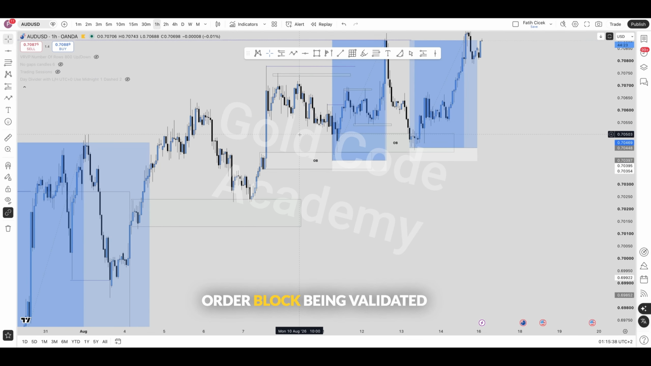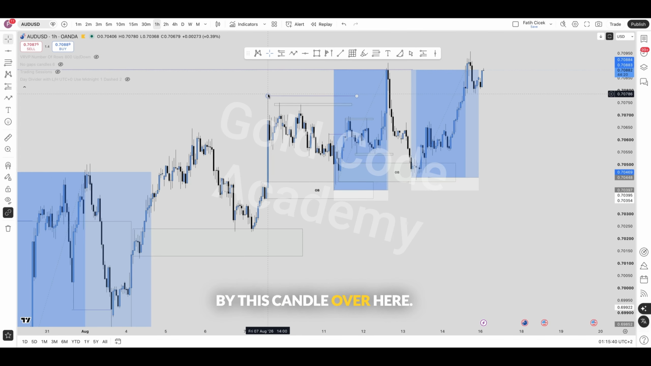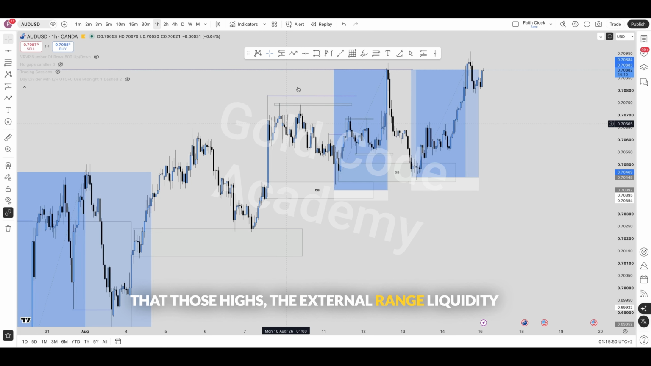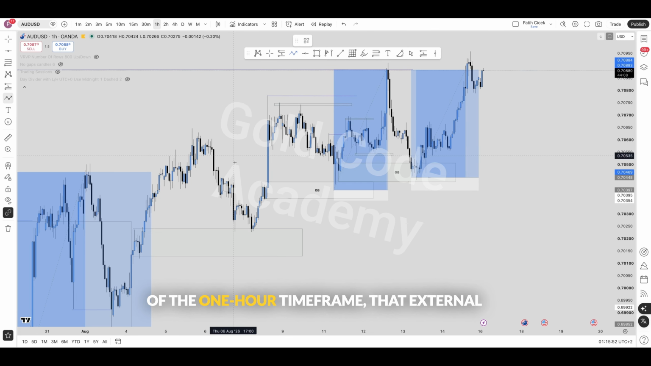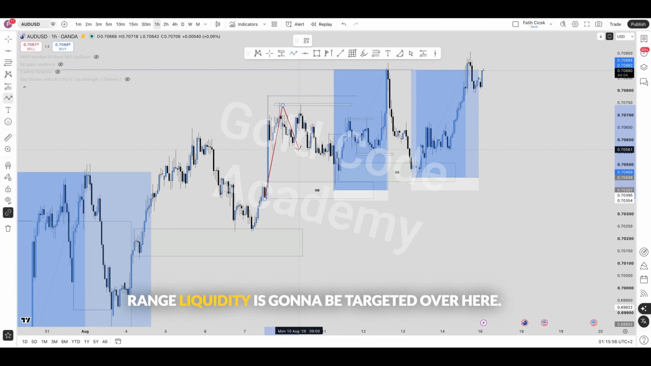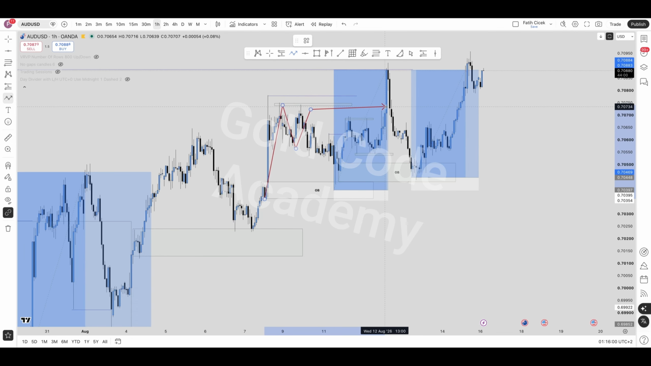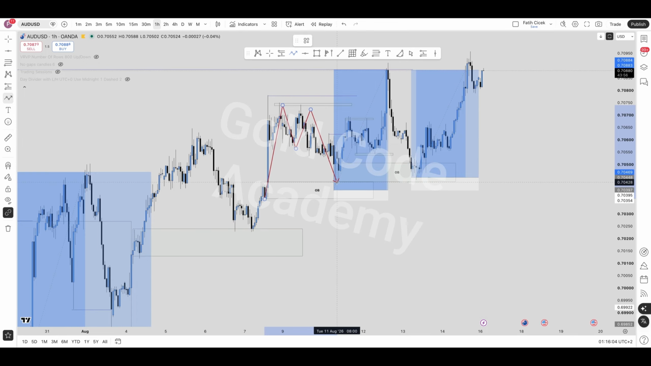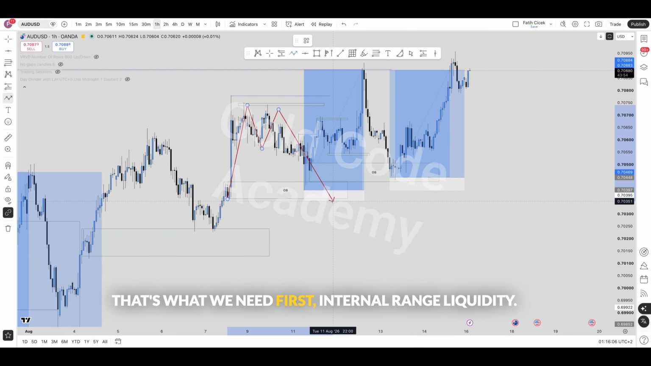Order block being validated by this candle over here. Price engineers buy side liquidity. We have relatively equal highs so that we know that those highs, the external range liquidity of the 1 hour time frame, that external range liquidity is going to be targeted over here. But we need internal range liquidity first. That's what we need first.